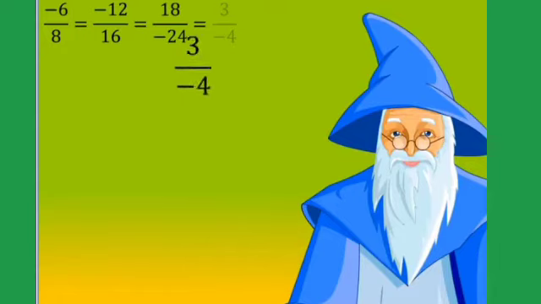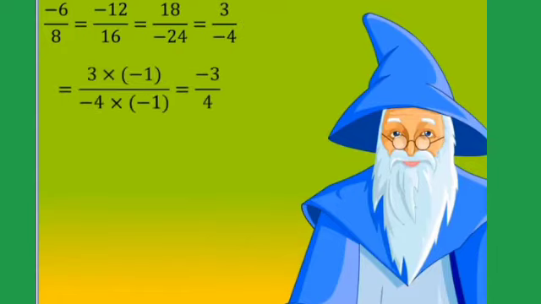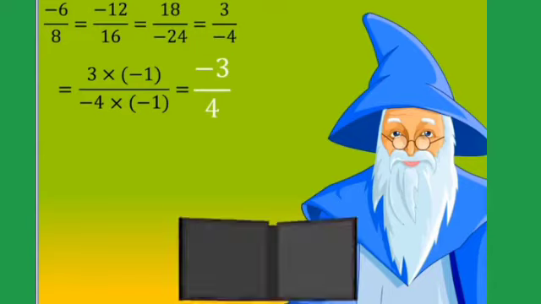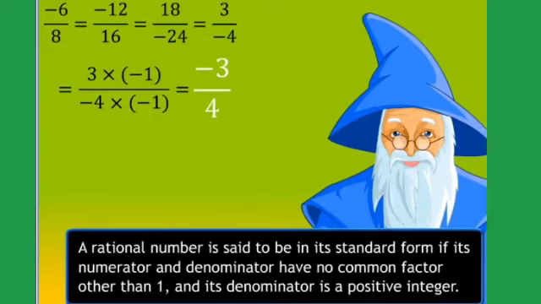Getting rid of the minus sign in the denominator is easy. We just need to multiply the numerator and denominator by minus 1. The number minus 3 by 4 that we have now meets all the conditions. Here we have a rational number whose numerator and denominator have no common factors other than 1 and whose denominator is a positive integer. This form of a rational number is called its standard form.